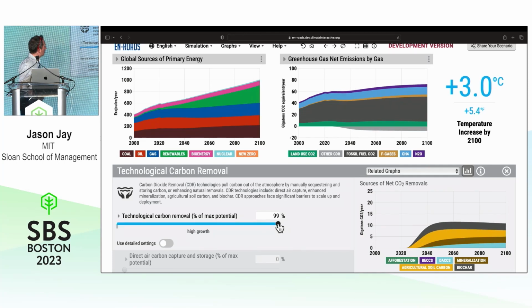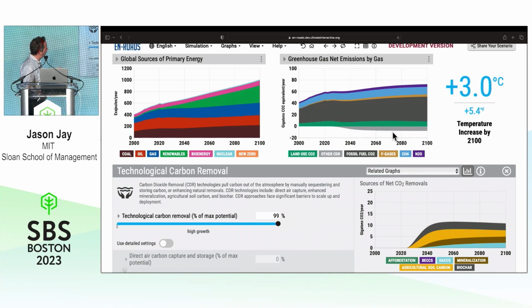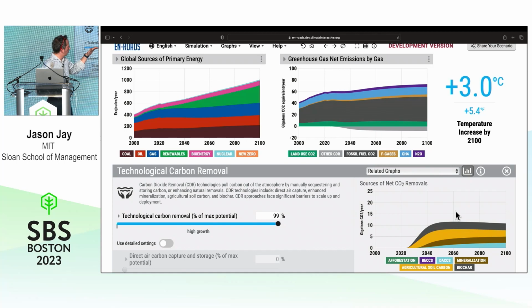Okay, so we got 0.2 of a degree. You can see what we did here is that we added this negative line here of other carbon dioxide removals. You can see we're doing a total of about 13 gigatons, looks like 12, 13 gigatons a year of removal with this portfolio of technologies. And that helps, right? That gets us 0.2 of a degree of avoided future warming.